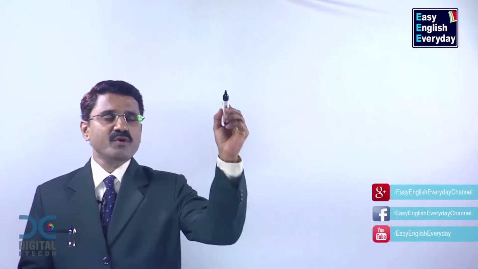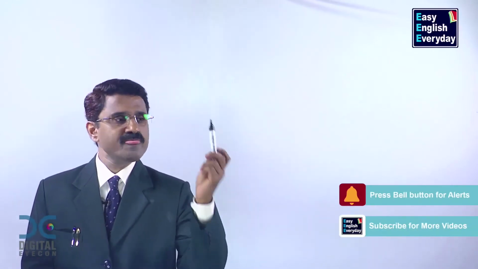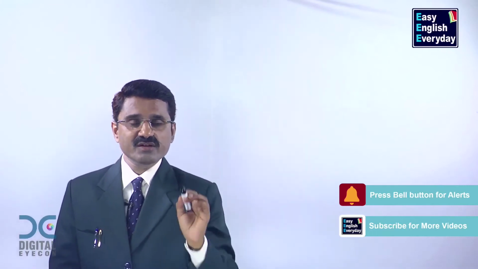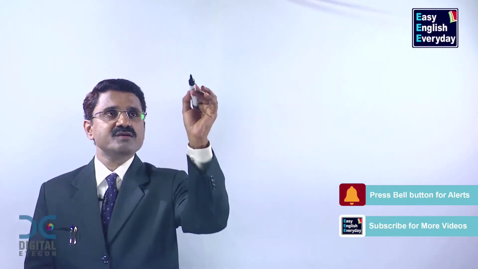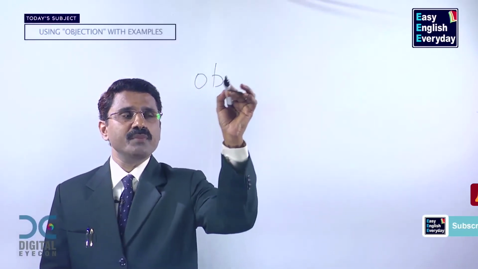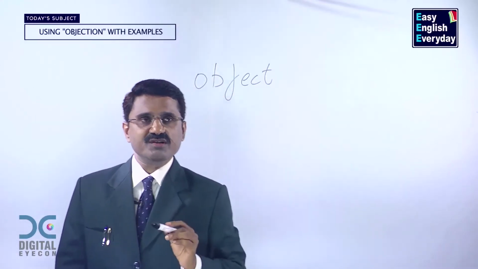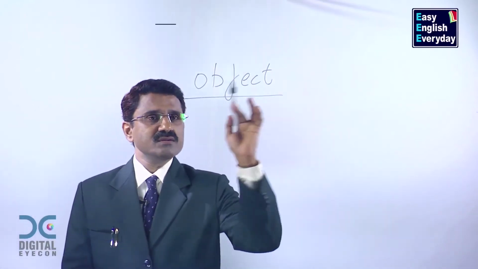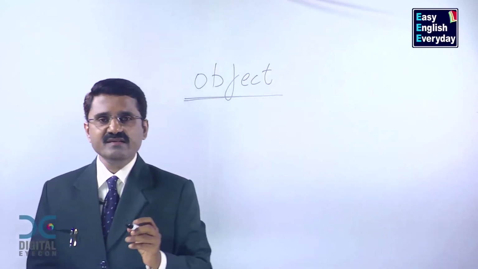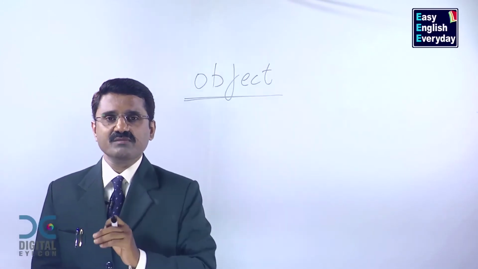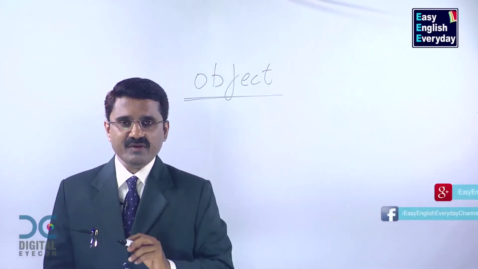Now, the word has to be pronounced as object, not object. Object has some other meaning. That is the noun form. This is an object, an item, a non-living thing. But we are using the verb form object. Object. Now, the meaning of this word is you do not want somebody to do something. You are not happy with that.